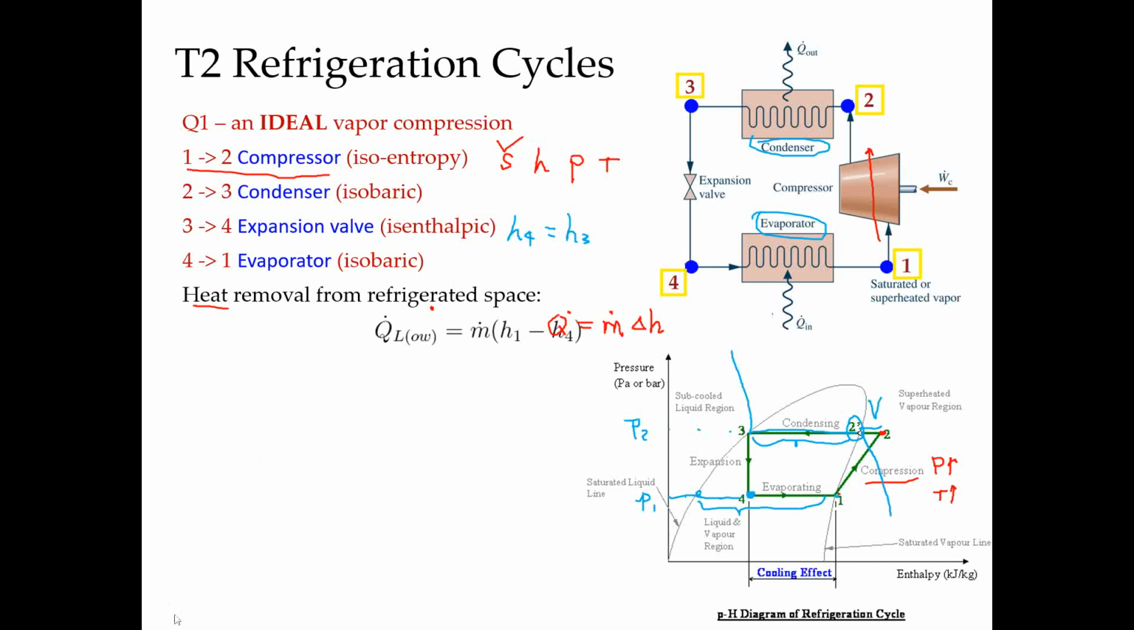For the refrigerated space, we want to cool down this space, so how much heat do we want to remove from it? As we said, the evaporator is installed on the side of the space we want to remove the heat from. So if the question says heat removal from the refrigerated space, you just need to find the difference between H1 and H4. So that's this part.